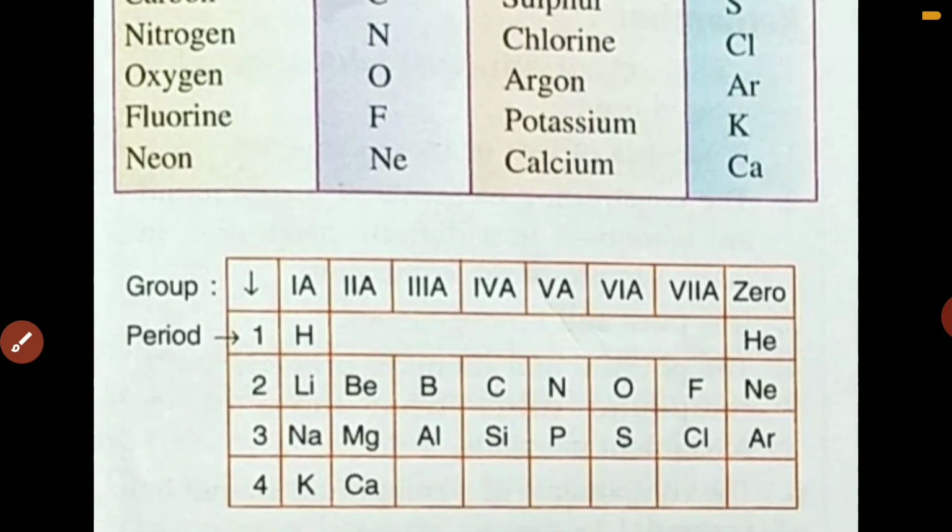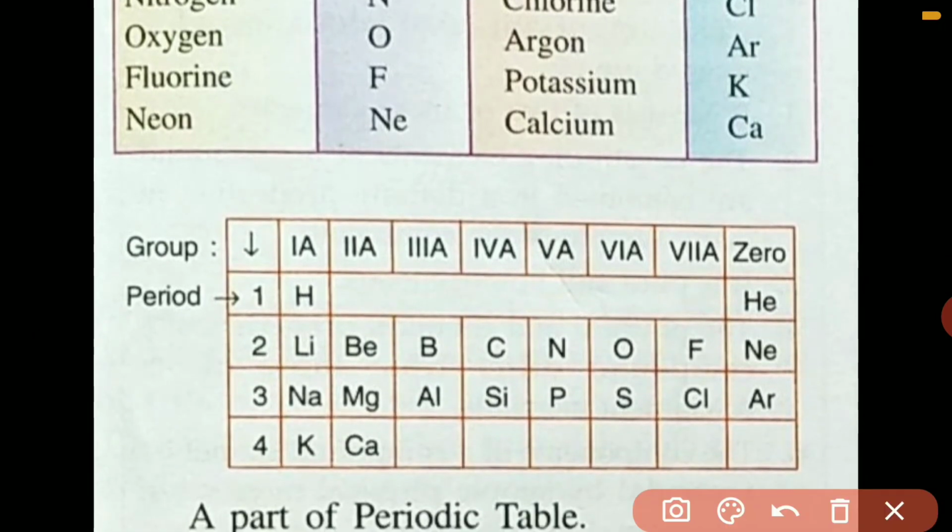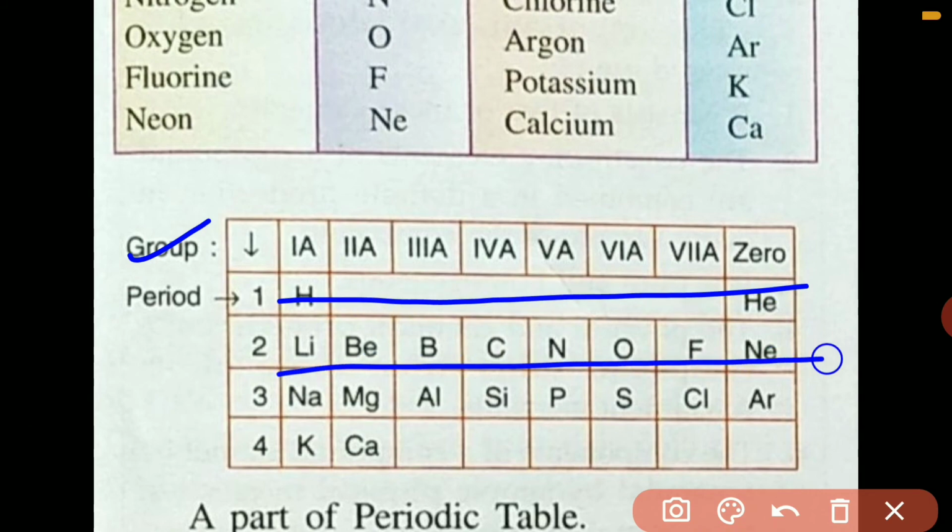Now this is a part of the periodic table. Here they have shown us how the elements are arranged. Why there is a gap and all, you will come to know afterwards. Now how are they arranged? These vertical lines are known as groups, whereas these horizontal lines are known as periods.